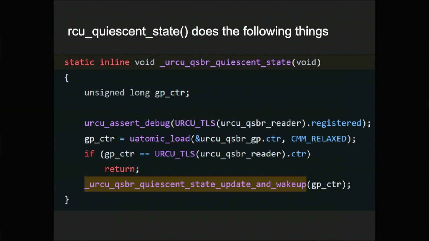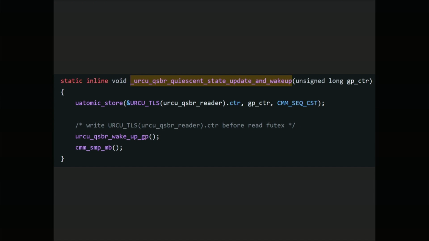If the counters are already matched, there's nothing to do. Otherwise, it invokes another function. The function simply writes the global counter value into the reader's local counter. It also calls some functions with specific parameters to handle memory model issues.